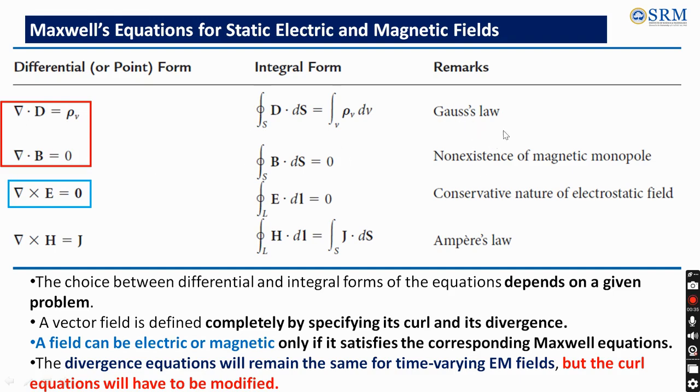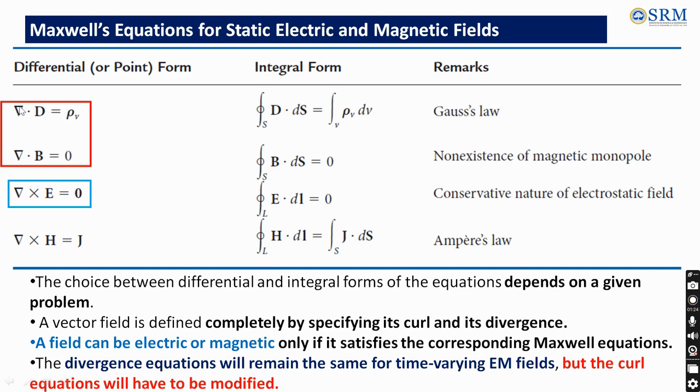Gauss's law for the electrostatic field states that the divergence of electric flux density is equal to rho v. This we know. And the divergence of magnetic flux density is equal to 0 for the magnetostatic field, which represents the non-existence of magnetic monopole. This we saw in the previous session. So two divergences we saw. Now we are going to see two curls of the field intensity. The curl of the electric field intensity is 0, which shows the conservative nature of the electrostatic field, whereas the curl of the magnetic field intensity is equal to J, the current density, by application of Ampere's circuit law. So let us see how to write these four equations in integral form.